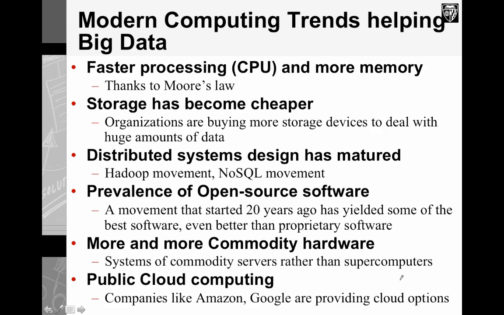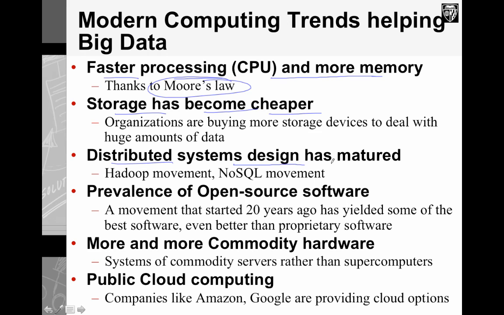There are several modern computing trends that are helping big data processing. For example, we are getting faster processing CPU and more memory thanks to Moore's law. Every 18 months, we are getting faster CPU and more memory within a computer. Storage has become cheaper. Organizations are generating a lot of data, but organizations are also storing more data, and the storage has actually become cheaper. Think about the storage in your own personal experience. It used to cost $100 to store 100 gigabytes worth of data. Today, for $100, you can store a terabyte worth of data.